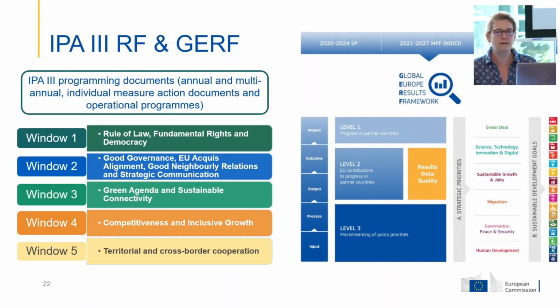On the left-hand side is the IPA 3 results framework, and on the right-hand side, you see the GIRF. What are the two frameworks? They're results frameworks. They are corporate results frameworks. They are structured in the same way. So they have three levels of indicators. Level 1, impact indicators. Level 2, output and outcome.